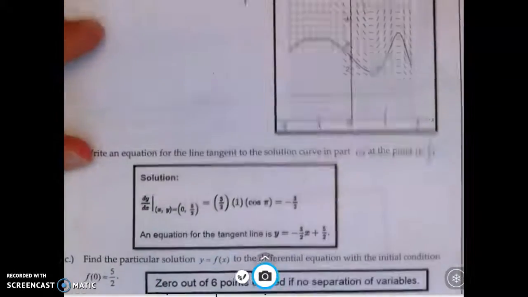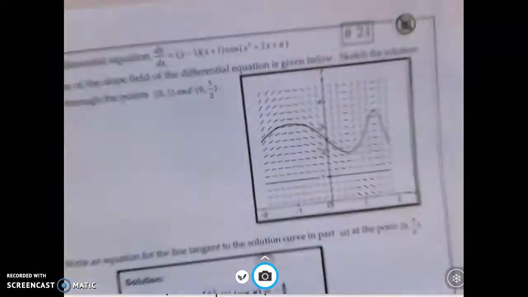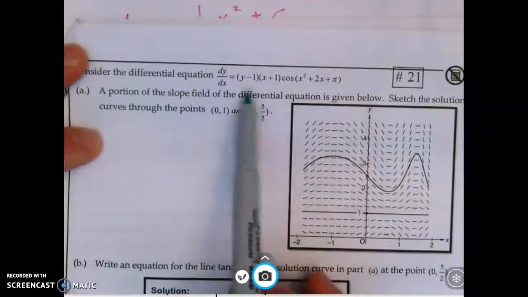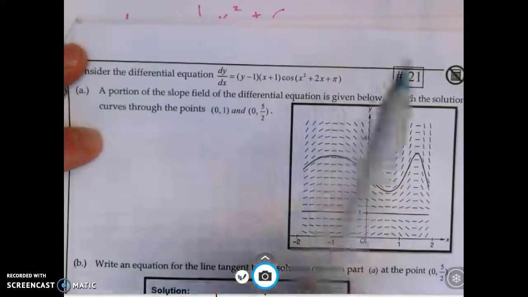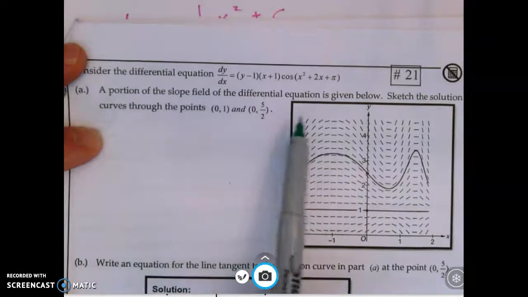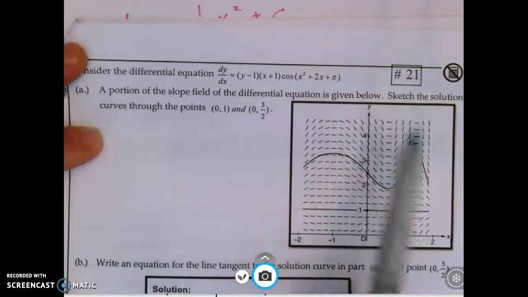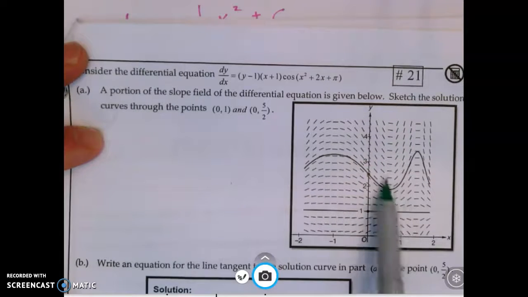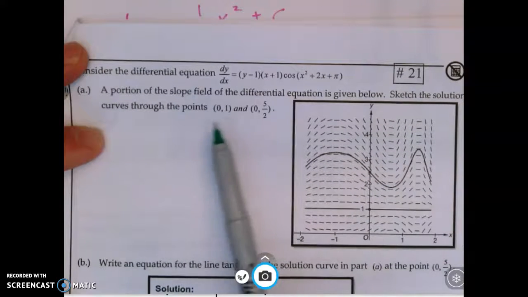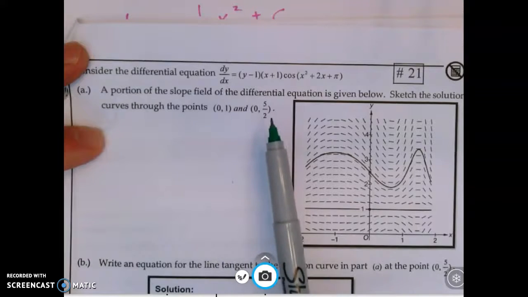Okay, last problem. Holy smokes. Okay, here's the differential equation. Looks very involved. dy/dx equals this. That's something we'll deal with on a separate note. A portion of the slope field of the differential equation is given below. Remember, every xy coordinate point plugged in here gives a particular slope. Sketch the solution curves through (0, 1) and (0, 5/2).